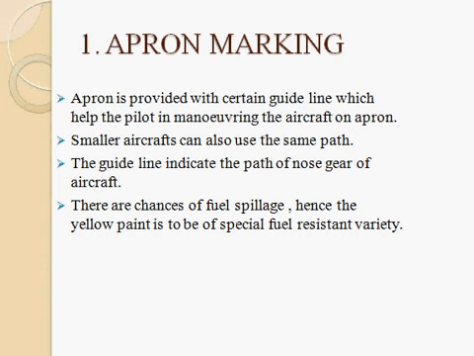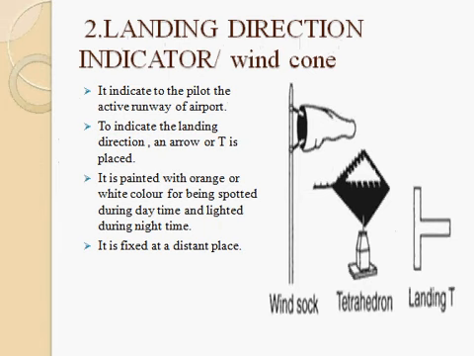In the case of apron marking, in the apron area, the path which has to be followed by the nose gear will be marked. The same path can be followed by all types of aircraft. Whatever path has to be followed by the nose gear will be marked by a continuous line on the apron, and yellow paint is used for marking that path of the nose gear.